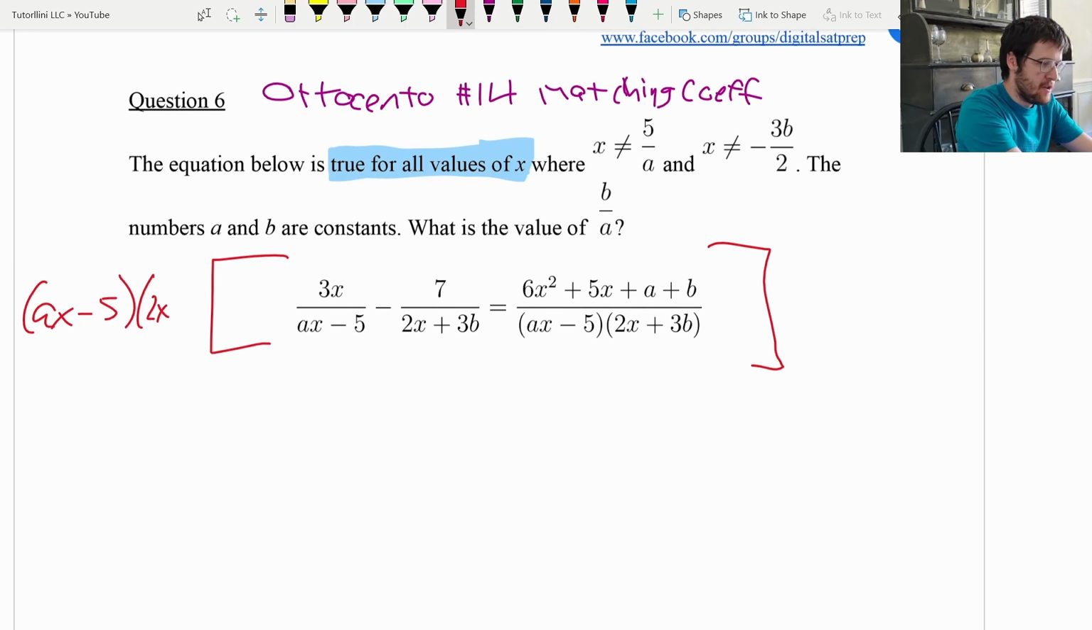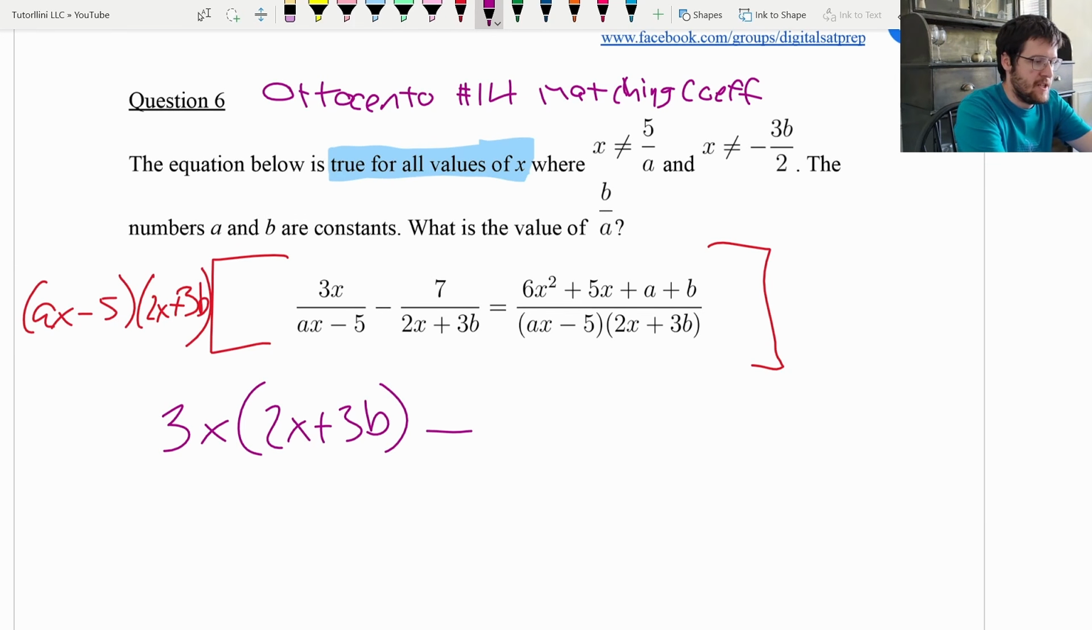They're not trying to trick you, but there's plenty of videos on YouTube going over that, including the one I have above, if you want to dive into that more. So the least common denominator is (ax − 5)(2x + 3b). We're going to multiply the whole thing by (ax − 5)(2x + 3b). If we do this to the first one, the (ax − 5)s will go away, and we're left with 3x times (2x + 3b).